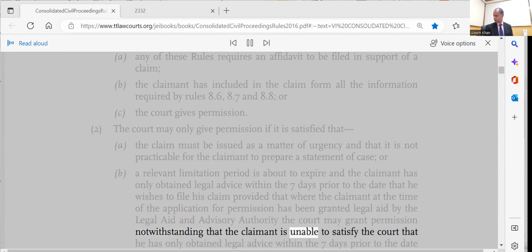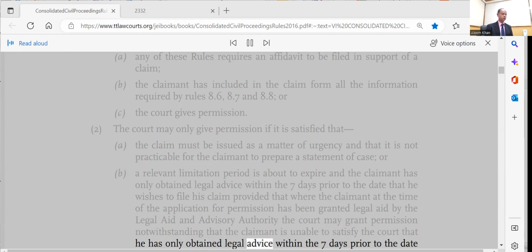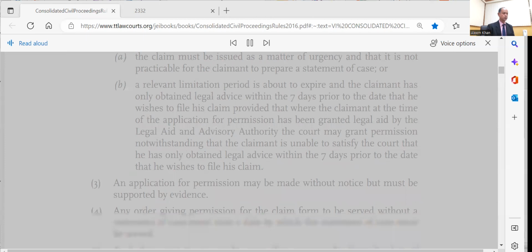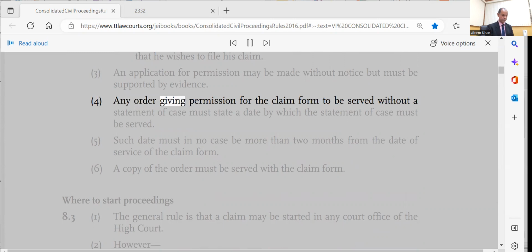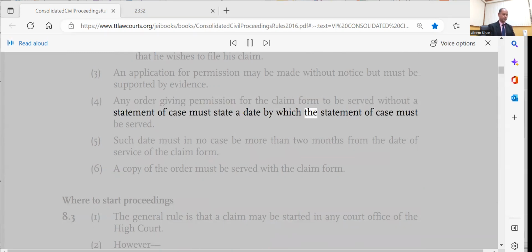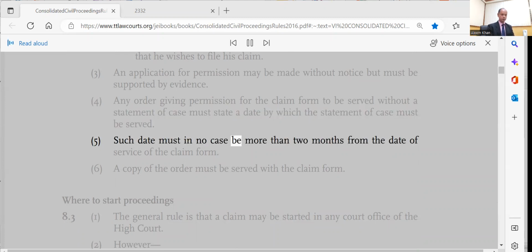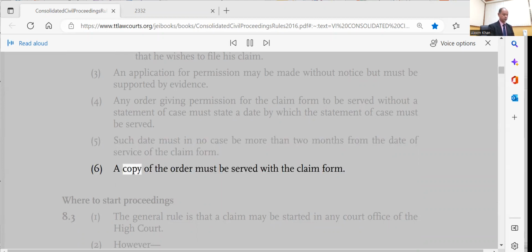Notwithstanding that the claimant is unable to satisfy the court that he has only obtained legal advice within the 7 days prior to the date that he wishes to file his claim. 3. An application for permission may be made without notice but must be supported by evidence. 4. Any order giving permission for the claim form to be served without a statement of case must state a date by which the statement of case must be served. 5. Such date must in no case be more than 2 months from the date of service of the claim form. 6. A copy of the order must be served with the claim form.